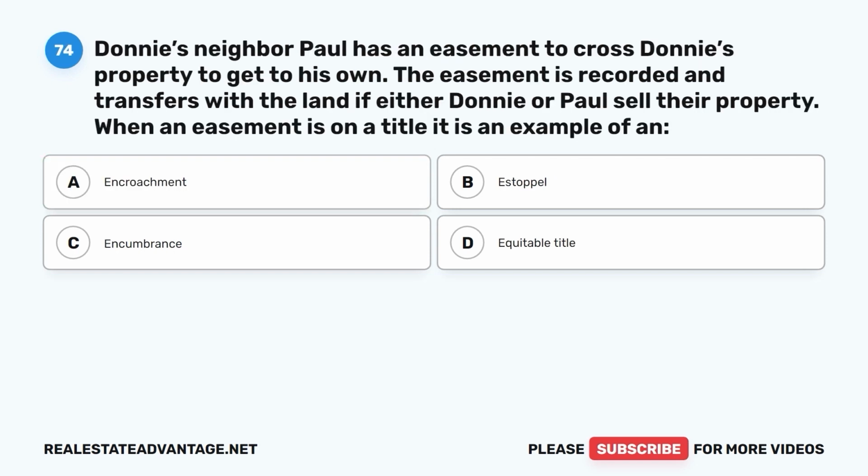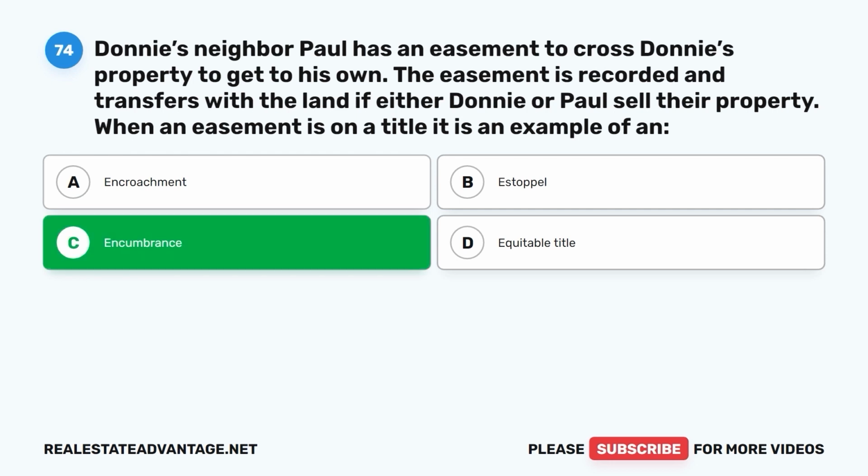Question 74. Donnie's neighbor Paul has an easement to cross Donnie's property to get to his own. The easement is recorded and transfers with the land if either Donnie or Paul sell their property. When an easement is on a title, it is an example of an A. Encroachment, B. Estoppel, C. Encumbrance, D. Equitable title.